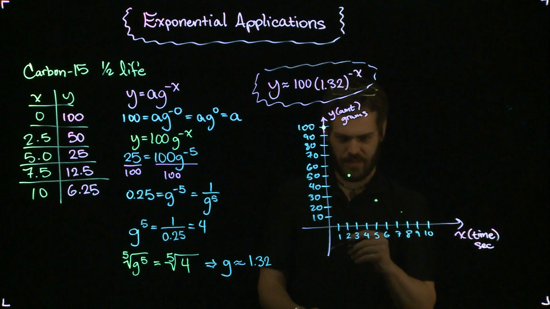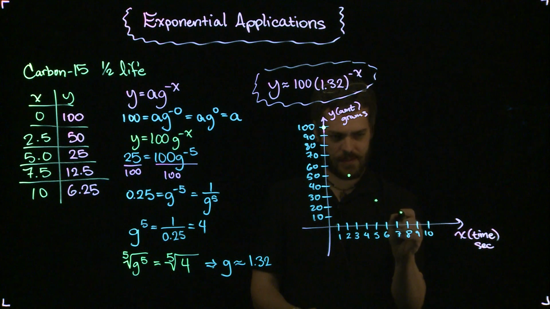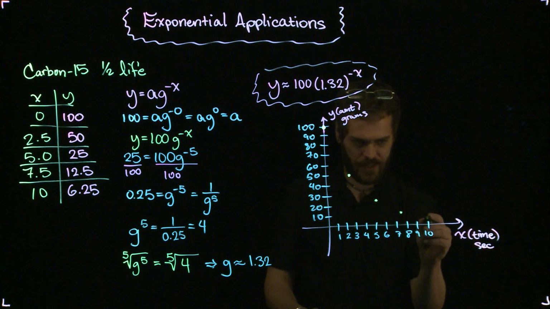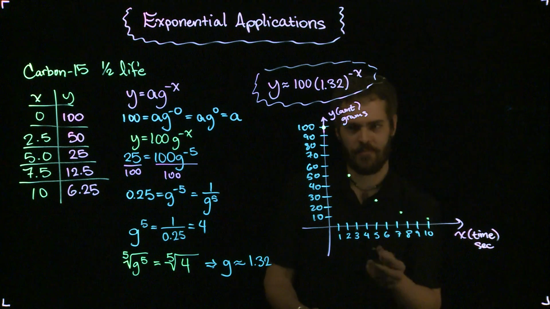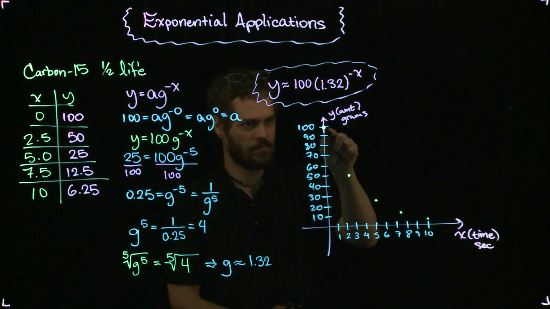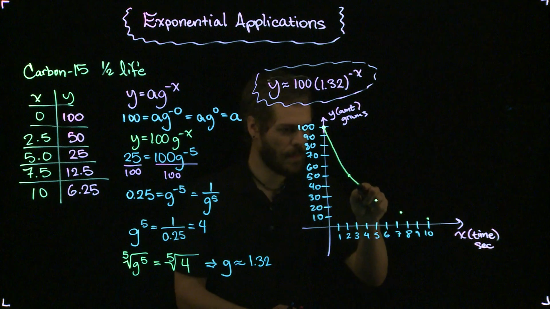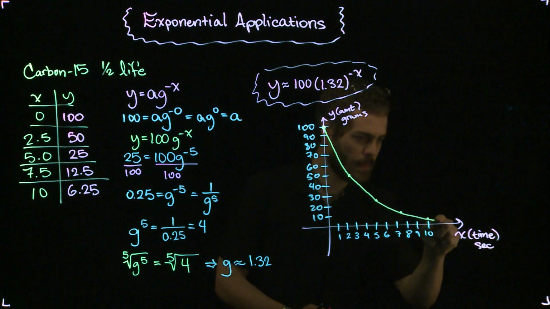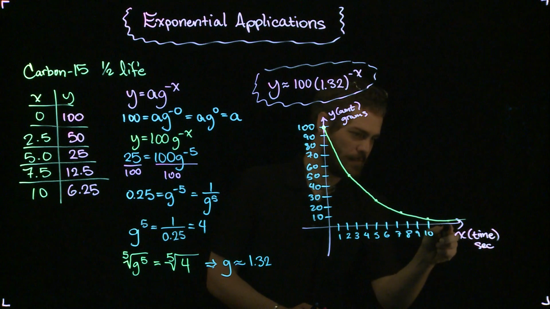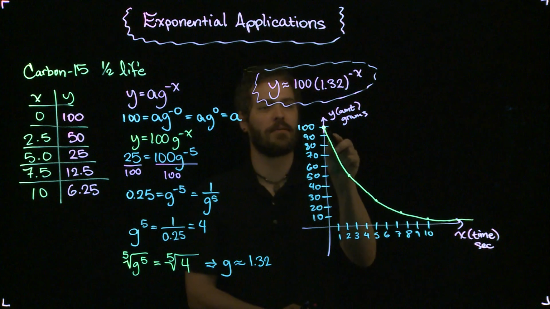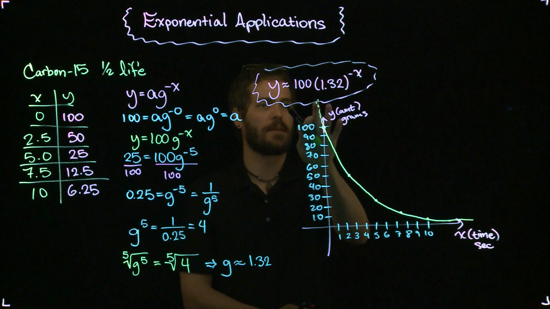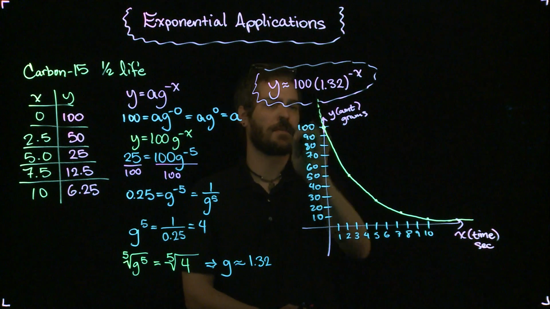So I don't know, about there. That's a pretty rough guess. And at 10 seconds, 6.25. This is going to be another pretty rough guess. Something like that. And if you connect it with a nice smooth line, as smooth as you can, it looks something like that. Gets ever closer to 0. Over here on this side, it looks kind of like this. Coming down real steep.